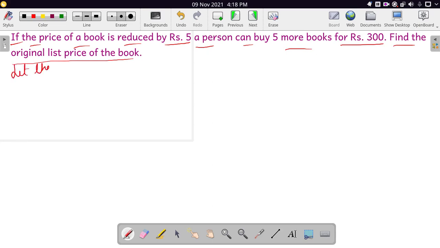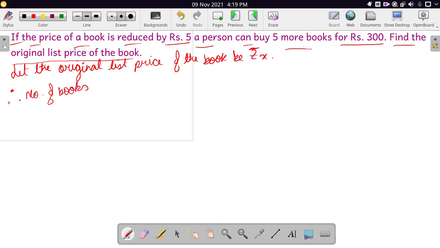So let the original list price of the book be ₹x. Now the number of books bought for ₹300 is equal to what? 300 by x. Simple unitary method.